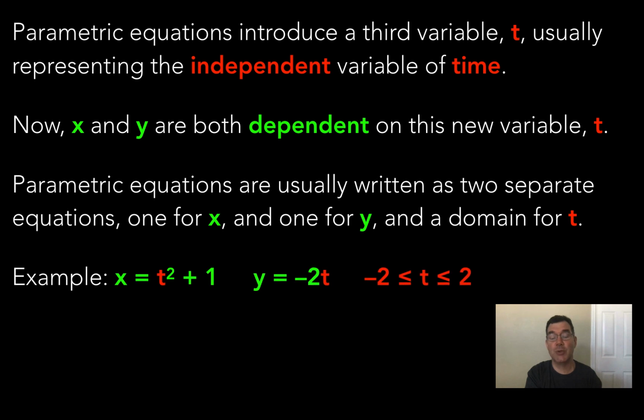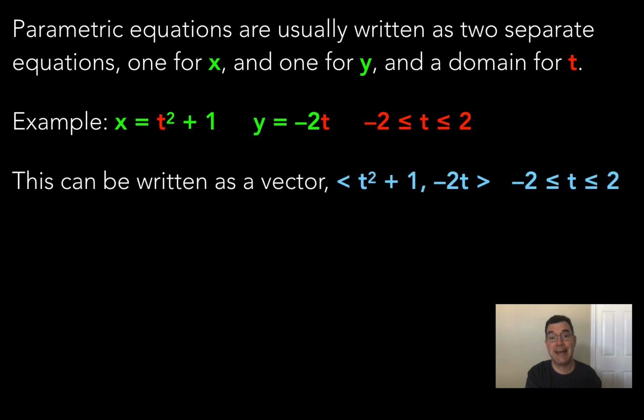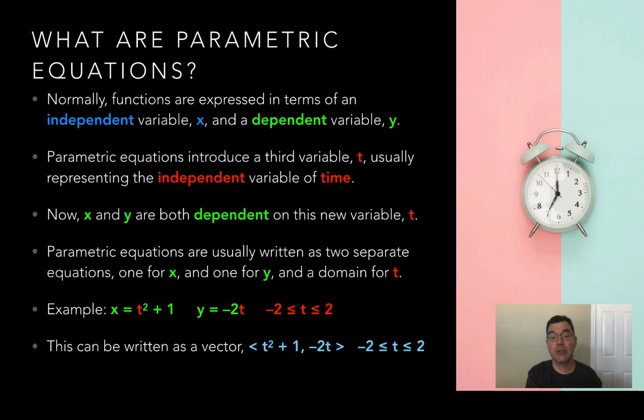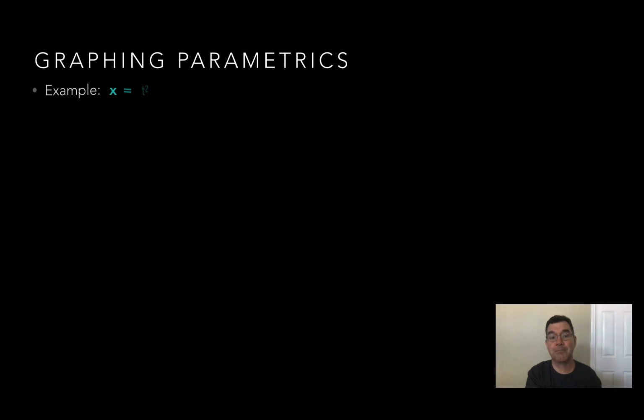So what we have to do is write down two equations, one that says x equals something in terms of t and one that says y equals something in terms of t, and then we have to put a domain restriction on t because it is now the new independent variable. We can also write this as a vector with our x expression coming first and our y expression coming second, but we still list the restriction on the domain for t.